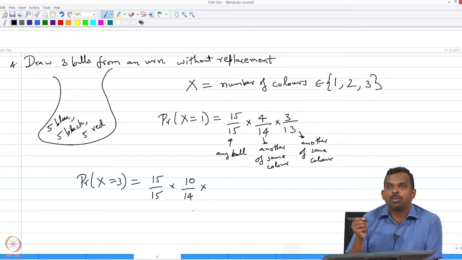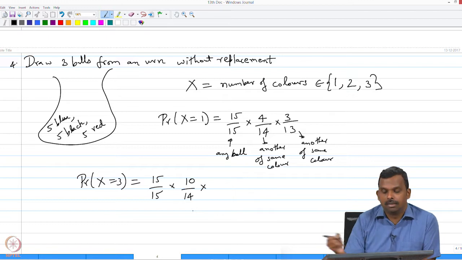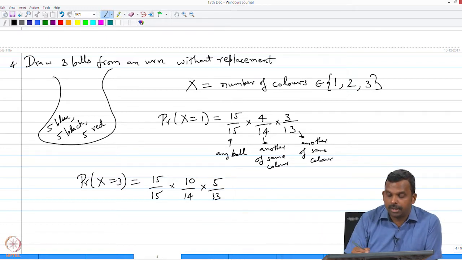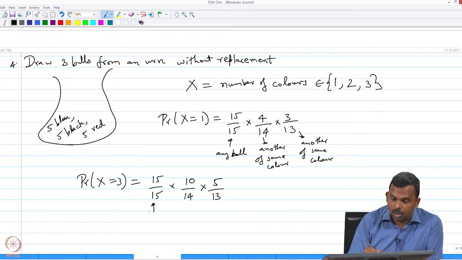And then I have picked 2 balls, they are all of 2 different colors. Now, the third ball should be the third color. How many are left there? 5 by 30. Okay. So, this is how you compute this. Once again, what is the logic here? This could be any ball, the second of another color, okay, this is third color.